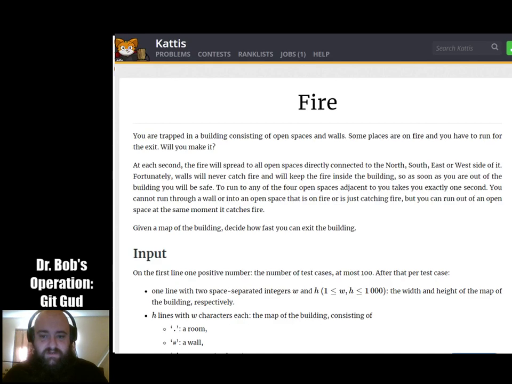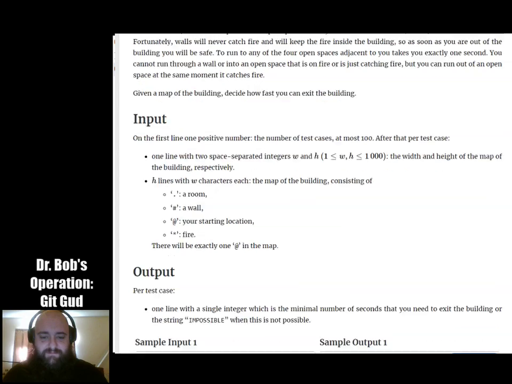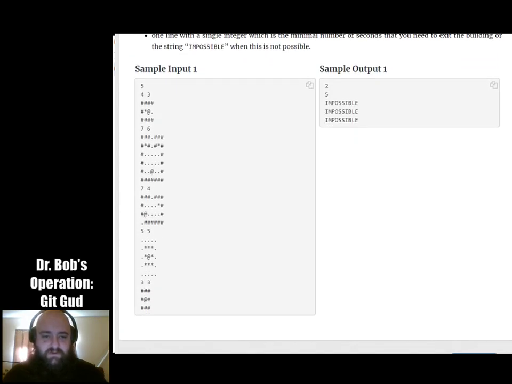Make this quick. Fire. You've got a maze here where you are an @ symbol, and there's a star representing fire, and these representing walls, and you've got the floor. And the idea is to determine, can you get out, and if so, how fast? Out would be anywhere on the edge.